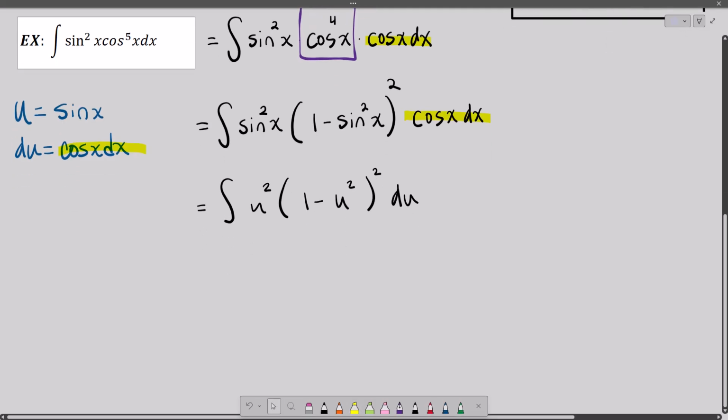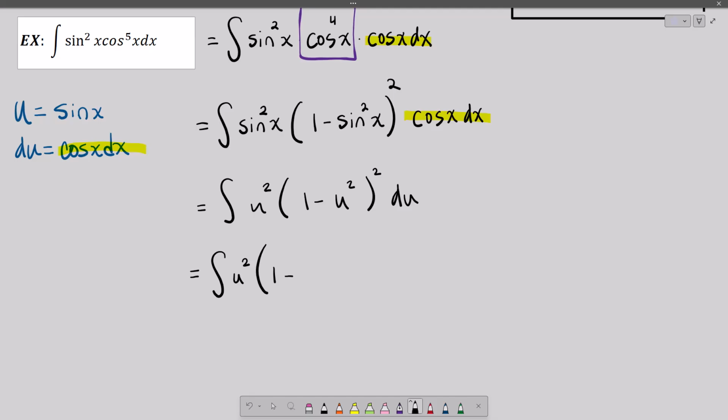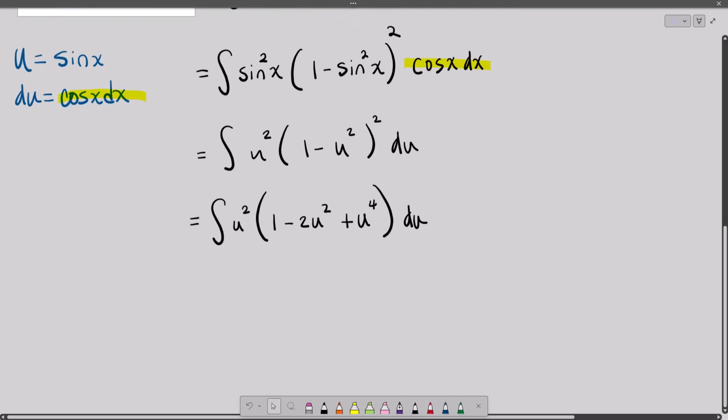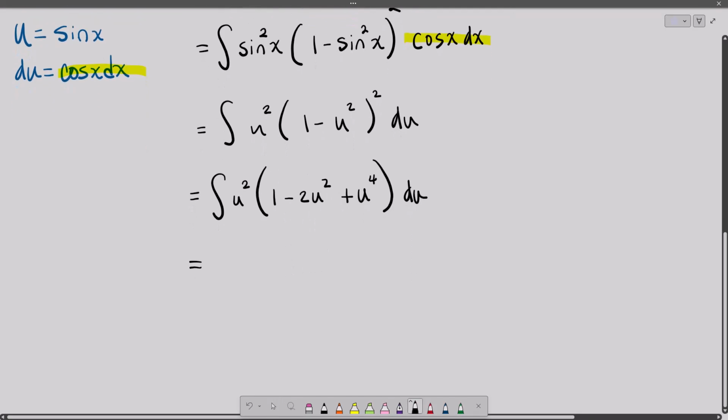Now we have to do some algebra. We need to FOIL and then distribute the u squared. So this is going to be 1 minus 2u squared plus u to the fourth. Foiling. Then we have one more step there. We have to distribute that u squared.